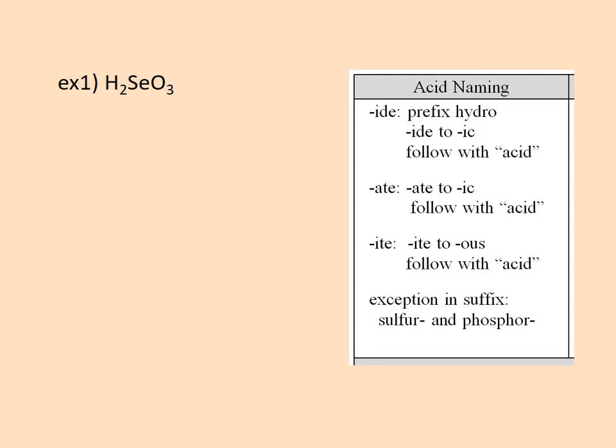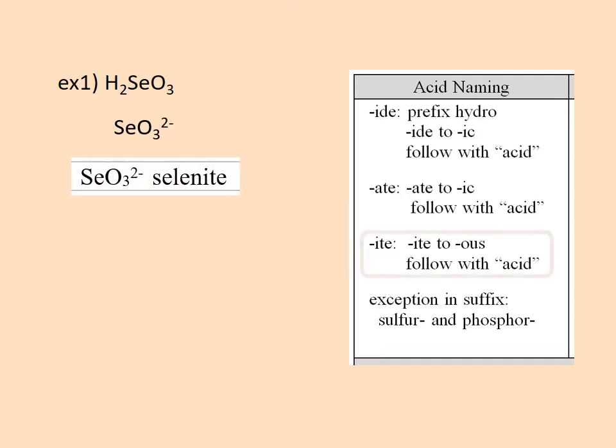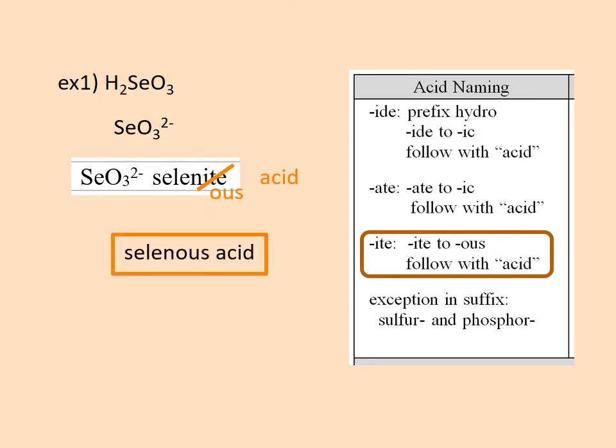Example 1, H2SeO3. I've got two H pluses on the front, so SeO3 must have a -2 charge. I look up SeO3 2- on my negative ions list, and I find the name selenite. It ends in "ite", so I change "ite" to "us", and I follow with acid. So H2SeO3 is called selenous acid.